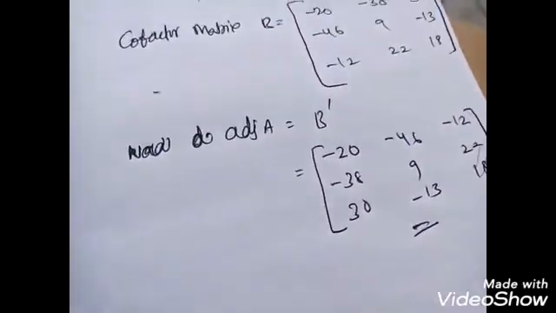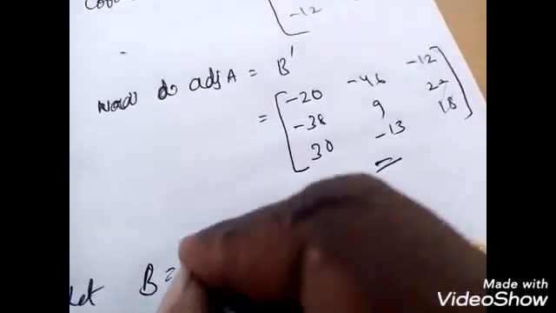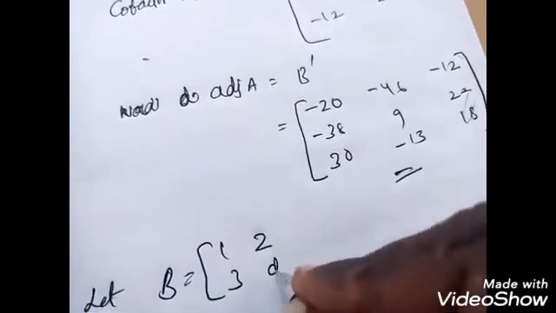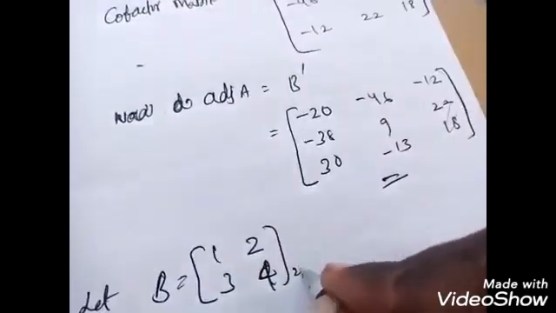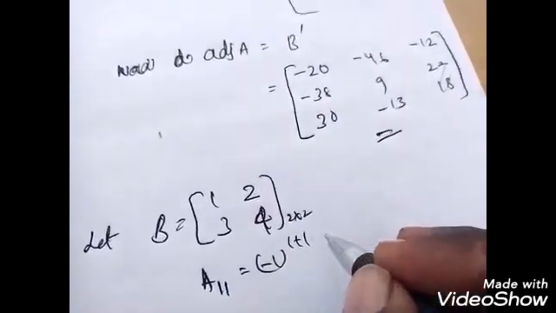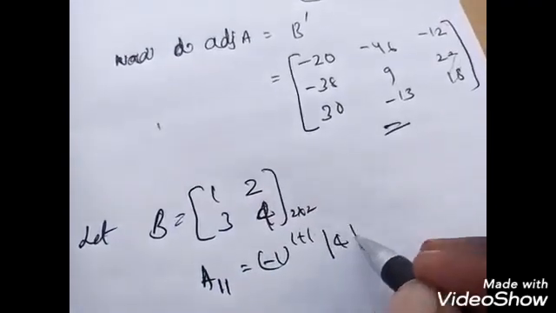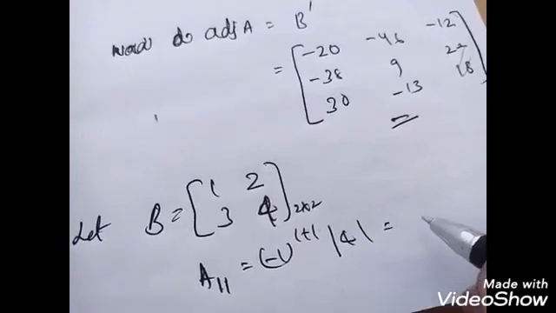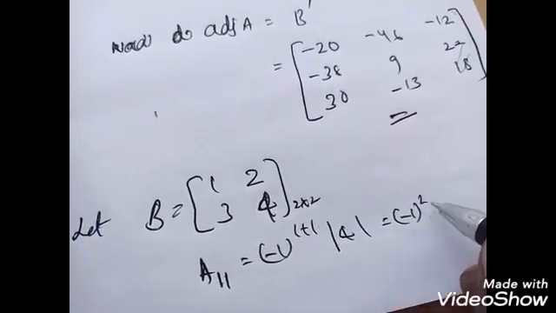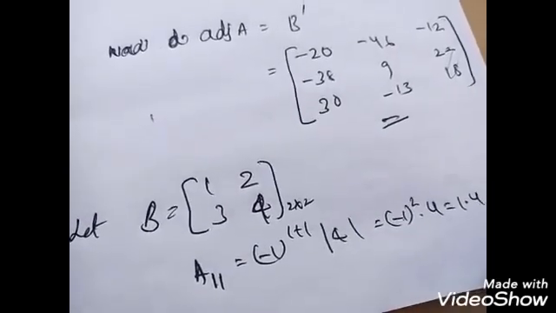Now, for example, I am taking a simple one. Let B be the 2 by 2 matrix 1, 2, 3, 4. Now find A11. A11 is equal to minus 1 power 1 plus 1, and remove that row and column. What you are going to get is 4. This is not modulus. So it is minus 1 power 2 into 4, that is 1 into 4, equal to 4.